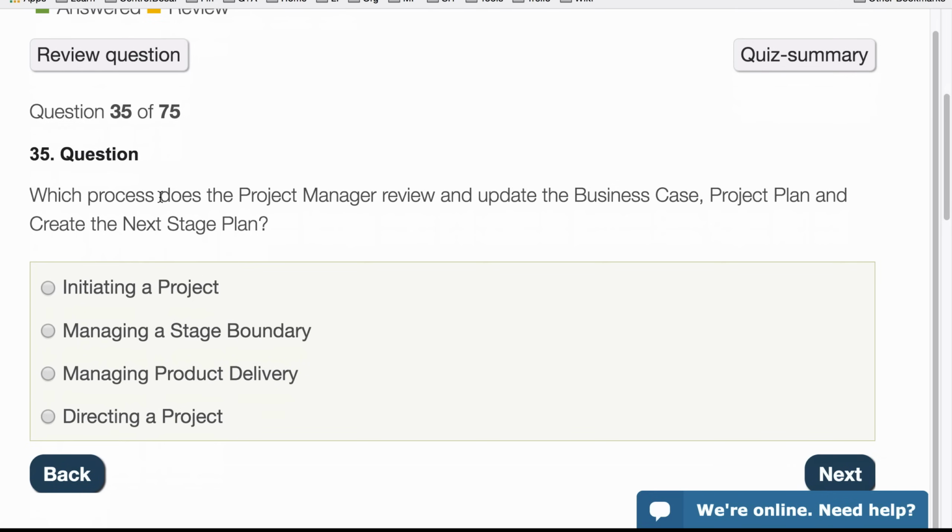Question. Which process does the project manager review and update the business case, project plan, and create the next stage plan? So the keywords here would be update. So update these two and the next stage plan. So is that an initiation? No. Managing a stage boundary? Yes, because that's where we create these or this and we update these. Is it product delivery? No, because that's where the team manager works, and directing? No either. So that's that one.